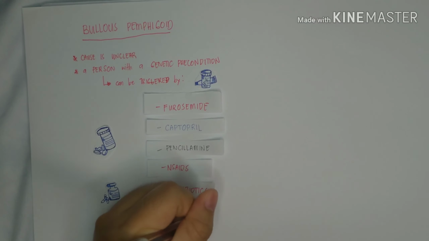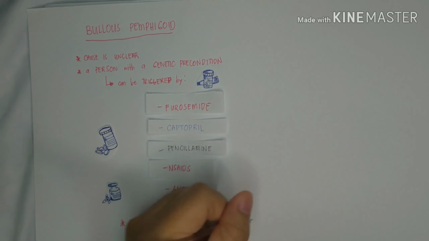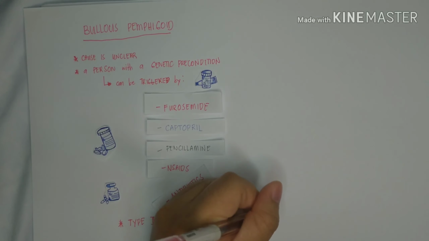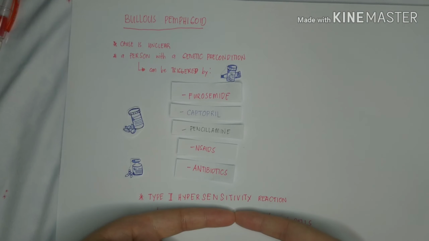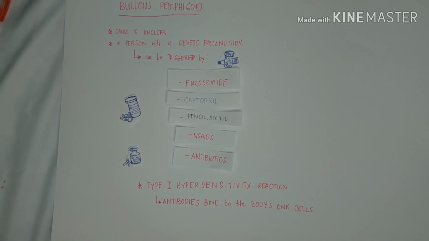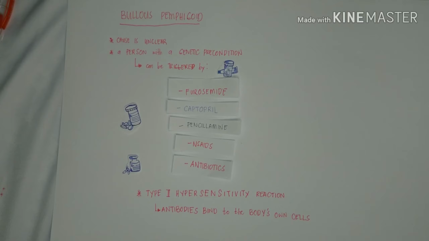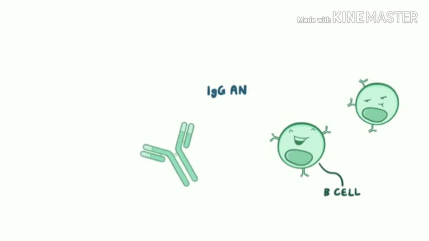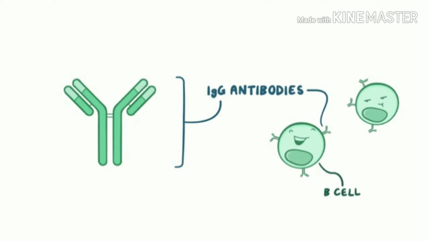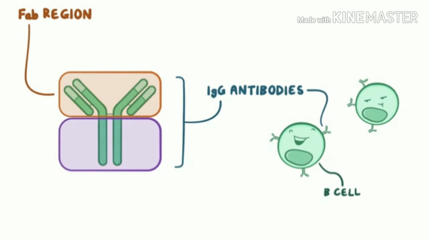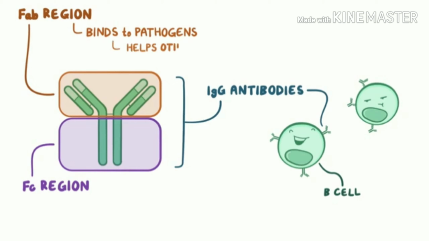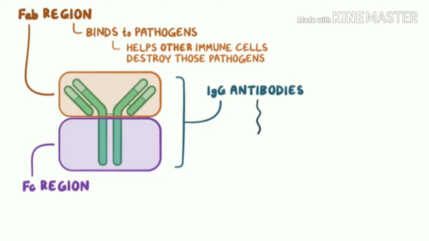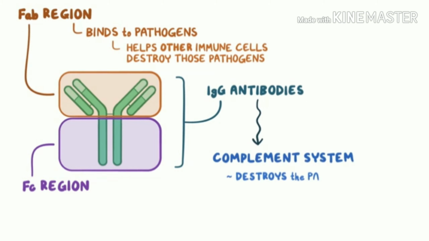Bullous pemphigoid is a type 2 hypersensitivity reaction, which is where the immune system produces antibodies that attack the body's own cells. Immune cells called B cells produce IgG antibodies, which are Y-shaped molecules with two regions: an antigen-binding fragment region, or Fab region, and a fragment crystallizable region, or FC region. The Fab region of the antibody binds to pathogens, which helps other immune cells destroy those pathogens.